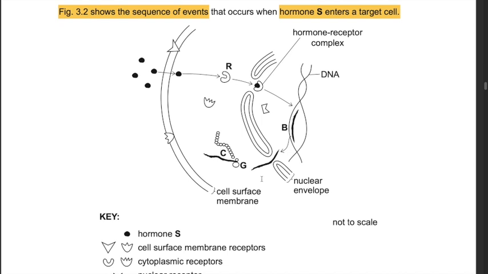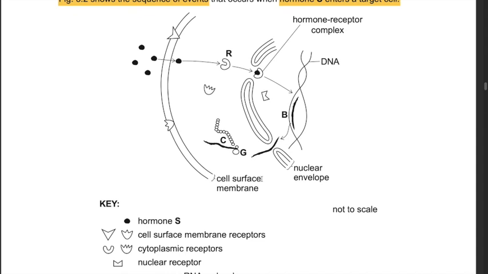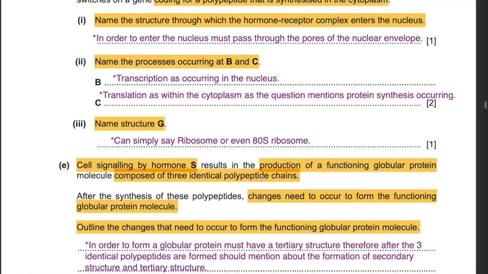The 2 stages we all know are transcription as well as translation. Therefore, B must be transcription because it occurs in the nucleus, and C must be translation because it occurs in the cytoplasm. Again, B, transcription as occurring in the nucleus, C, translation as it is within the cytoplasm, as well as the question mentioning protein synthesis taking place.